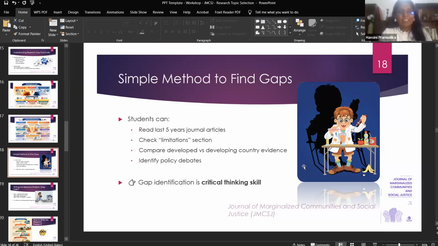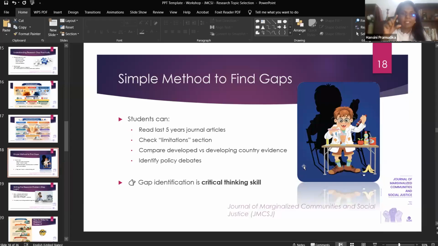Students can read the last 5 years of journal articles. You determine your field based on your career or your preferences. It is freestyle, right? You can select your own. Read the last 5 years of journal articles. And then you can check the limitation section, right? In the limitation section, you can see the highlights. What are the possibilities? Maybe they have mentioned a future research section as well. Likewise, okay.